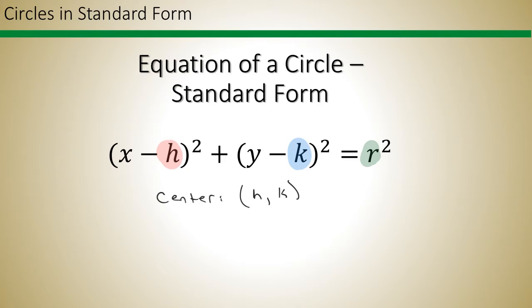Okay, and then our radius will just be r. Okay, and again, notice that this is r squared. So if this number were 25, I would actually have to take the square root of 25, and my radius would be 5 in that case. Okay, so let's take a look at how that works.